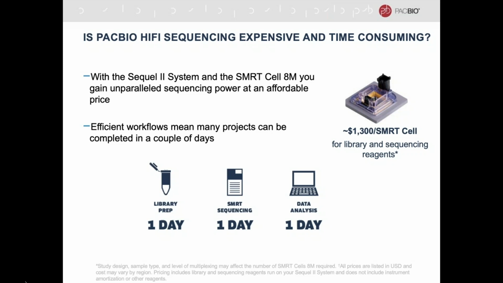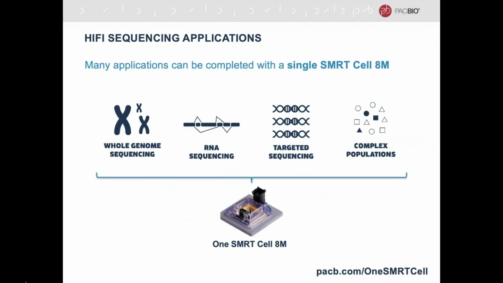So what can you do with that one SMRT Cell at a $1,300 cost? Well, you can do quite a lot. One of the main applications is you can actually sequence a whole genome in one SMRT Cell for any genomes that are up to 2 gigabases. You can saturate an entire human transcriptome in one SMRT Cell. When looking at targeted sequencing, the sky is basically the limit here. You can multiplex as many samples as you would like into one SMRT Cell. We actually recently had a group that multiplexed up to 36,000 samples into one SMRT Cell. So really there are no limitations when you look at the targeted approach.